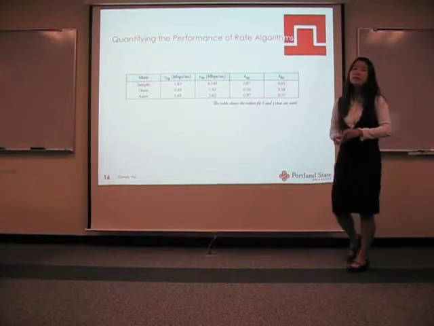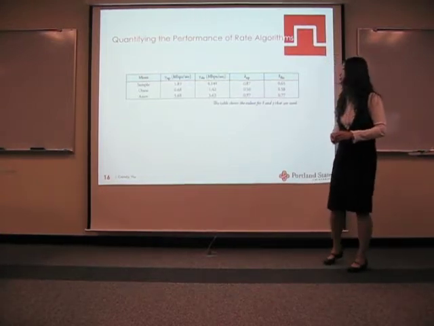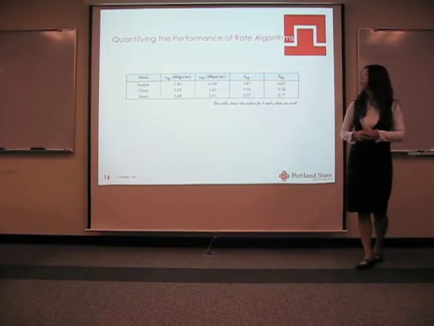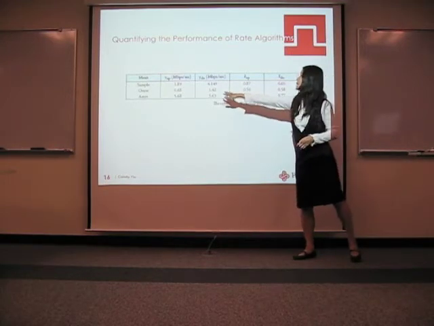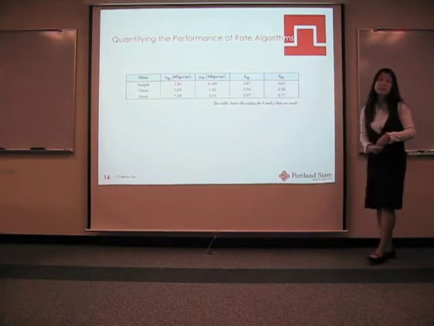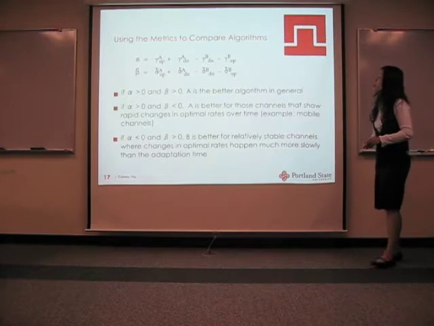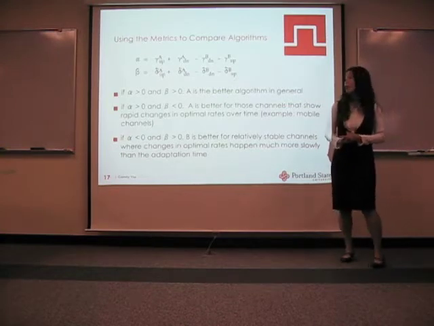So these are the values that we are using for different rate algorithms to estimate the throughput: the gamma up and down values and the delta up and down values for each algorithm. Then we use this matrix to compare algorithms.